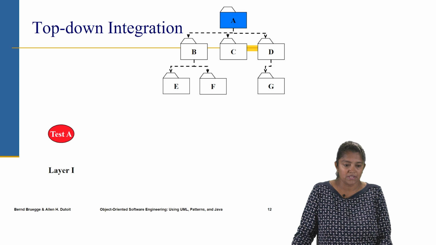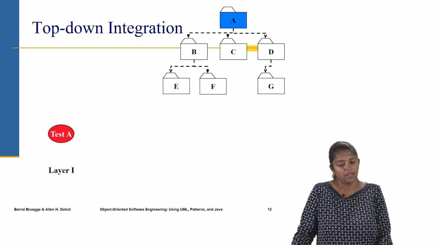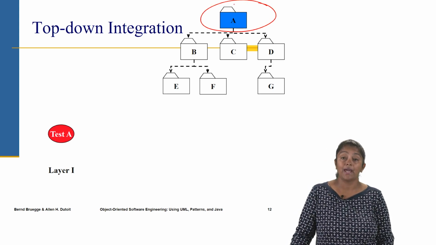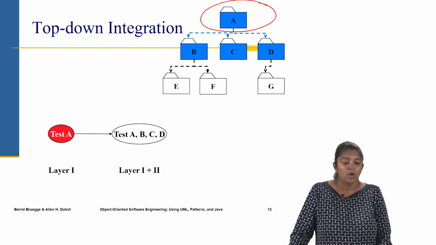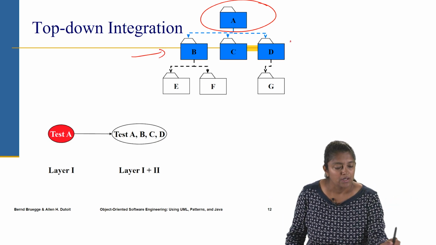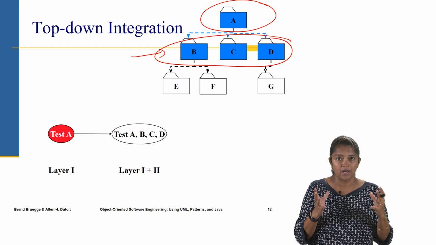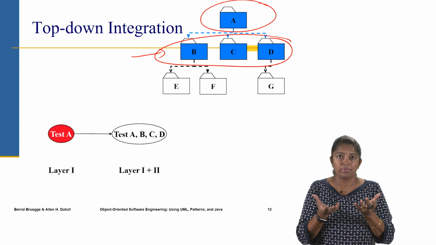Again, with our example system, which is structured in three levels, 3 layers, we're going to start at that topmost layer, layer 1. So A, the subsystem A, is tested individually first. Once that's done, then we include the next layer, which is B, C, and D. So when that's included, what we have now is the subsystem A, B, C, D together. So that's layer 1 plus 2 together.